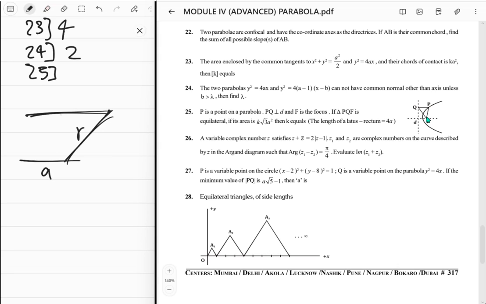We know that this is also like R. This is 60 degrees right there, so this has to be R upon 2. That means R upon 2 is equal to A. R equals 2A. Easy as that.